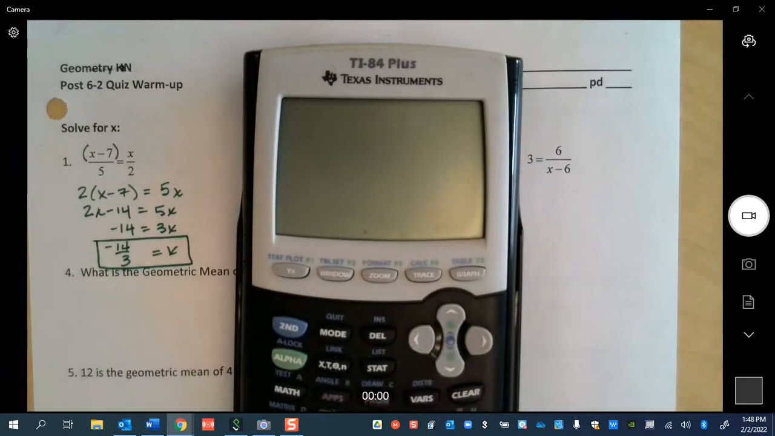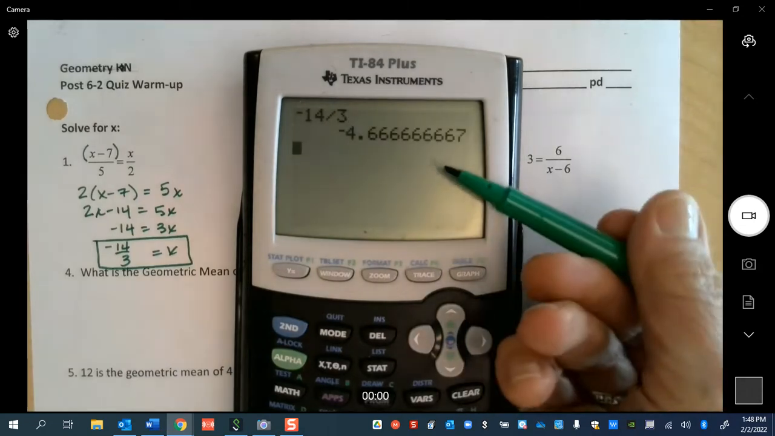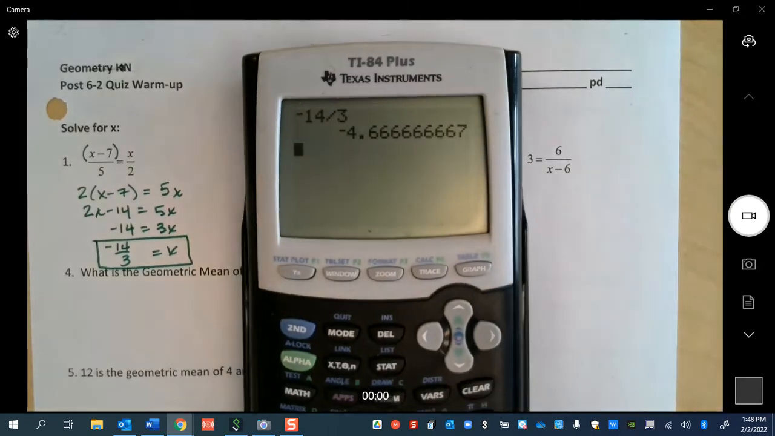Please do not give me that answer as a decimal. If you give me that answer as a decimal and you have negative 14 divided by 3, that is a repeating decimal, and the minute I stopped writing 66666, I compromised the true value of that number.